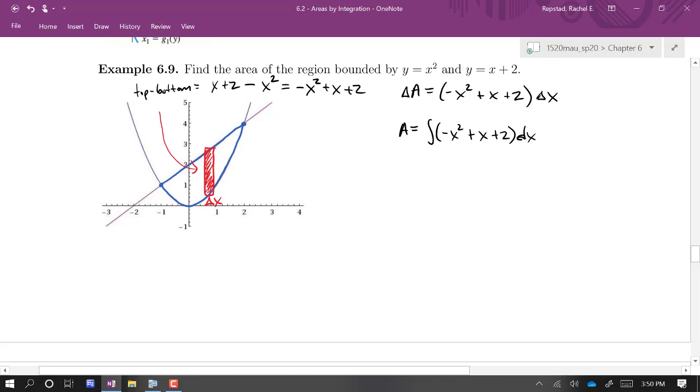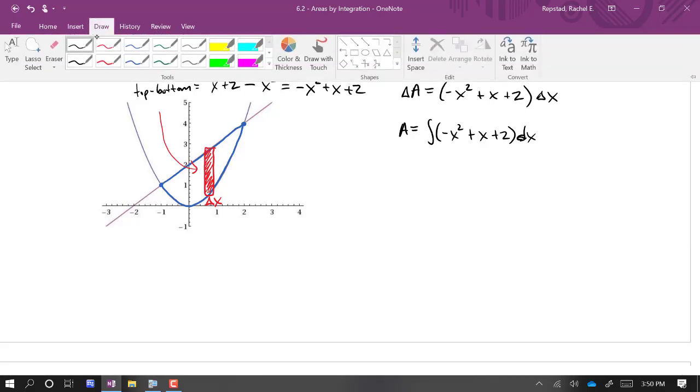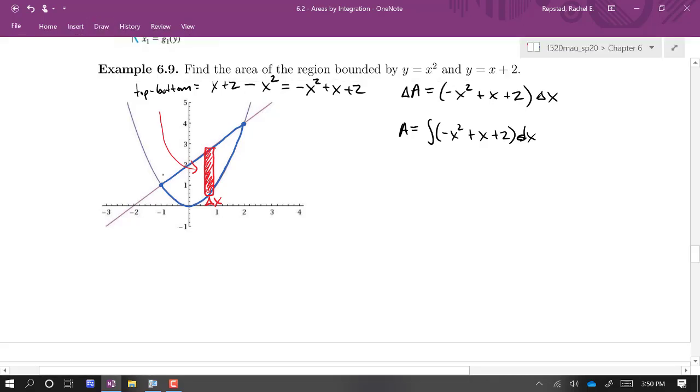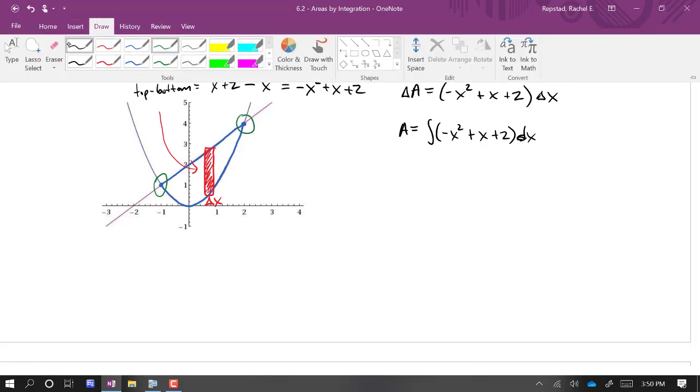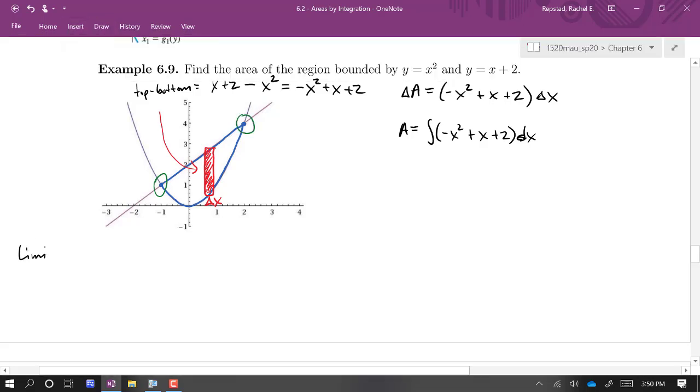The only thing we're missing right now are the limits. Now the limits come physically from the boundaries, like how far to the left I could slide that rectangle, how far to the right I could slide that rectangle, and in this sketch we could tell that those limits are really defined by these intersection points. So we're going to find the intersection. And to find where two curves intersect, I'm just going to set those functions equal to each other.